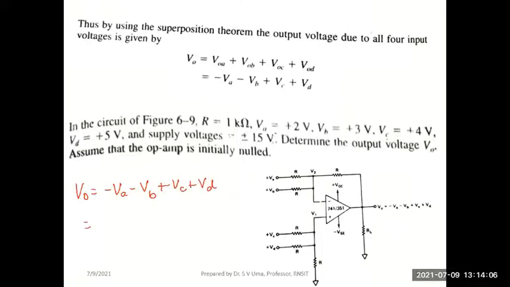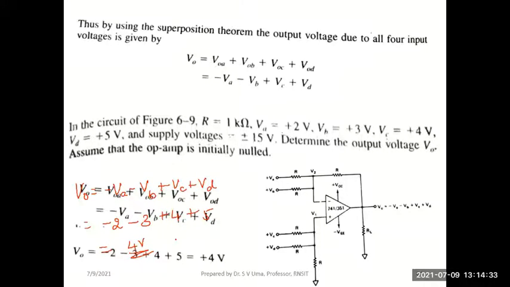So what is VA? It is plus 2 volts. I should take minus of plus 2. And what is VB? It is plus 3. So minus of plus 3. What is VC? It is plus 4 volts. And what is VD? Plus 5 volts. So what's the output voltage? 9 minus 5. Are we getting 4 volts? Anybody? Yes, ma'am. The output voltage will be 4 volts.